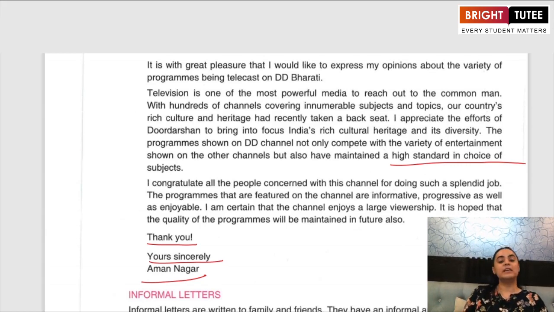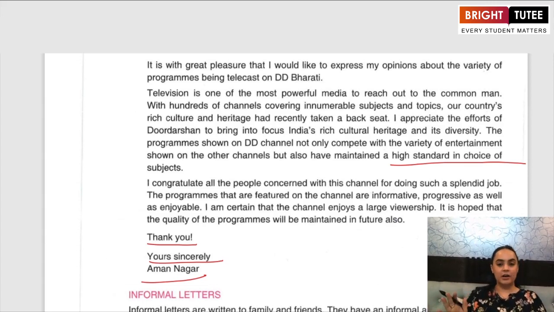The second paragraph is the detailed paragraph, in which you talk about all the things that you love and appreciate about the channel and the programs telecast on it. And the third one is the conclusion, where you do not stop yourself from appreciating and speaking well of the concerned people in this department. So this is how you will write your letter in three paragraphs.